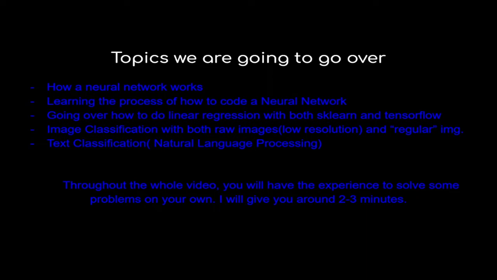By raw images, I'm talking about low resolution images, like 28 by 28 with grayscale. And by regular images, I'm talking about regular PNG or JPEG files that you can find basically anywhere on Google Images. Text classification: we're going to be learning how to categorize text by sentiment, like happy, sad. This is natural language processing.